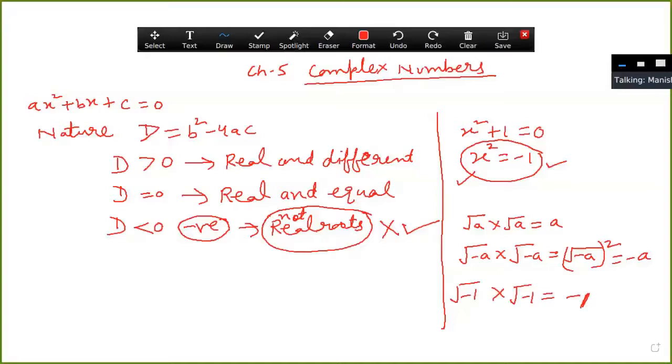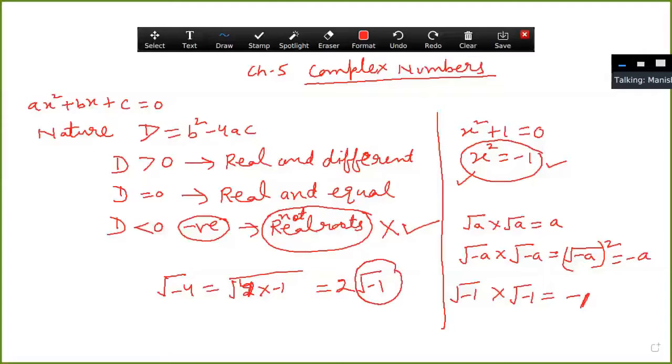So how will you write numbers like this? Suppose the number is root minus 4. That can be written as 4 into minus 1, and the square root of 4 is 2, so 2 into under the root of minus 1. Here we must know the value of root minus 1.